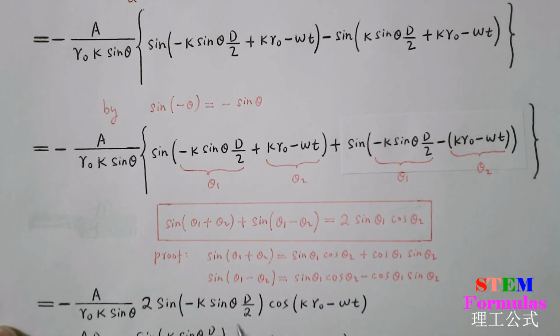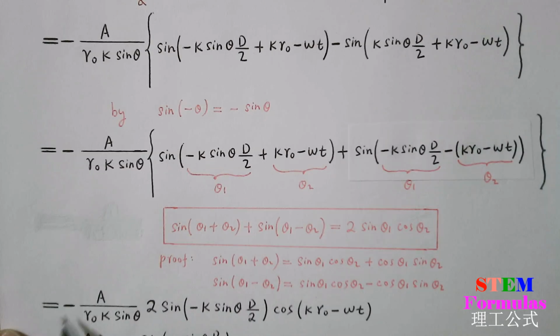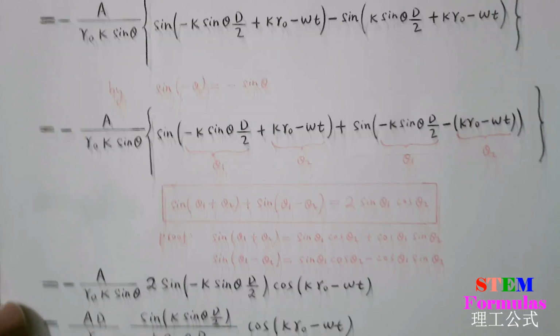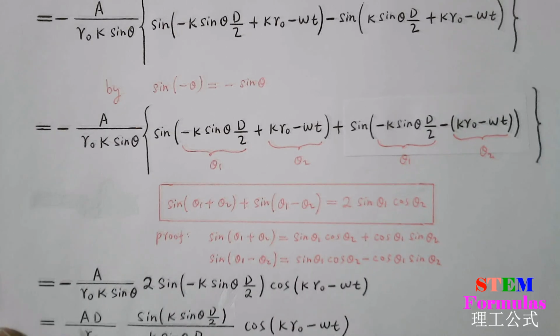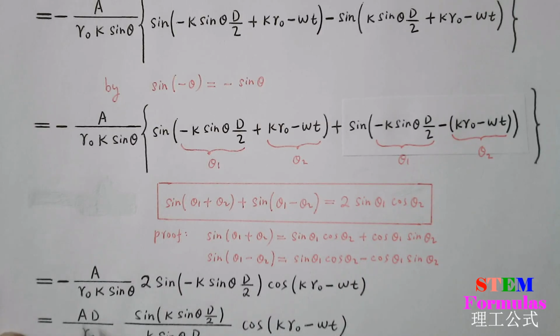Now, remember sine is an odd function. So this has a negative sign, and I have here in front a negative sign. So this cancels out with this sign, so minus gives me positive. So I obtain the following.